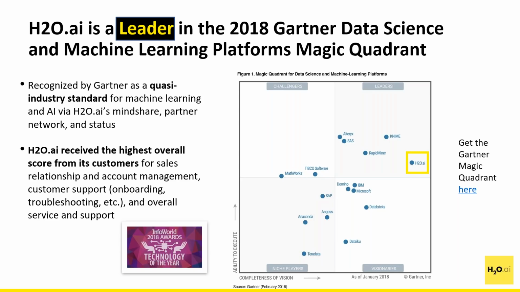One thing that I'm especially proud about is the fact that H2O received the highest overall score from its customers. We take customer success and satisfaction very seriously and work very hard to ensure that our sales relationship, account management, support, satisfaction, everything is top notch. And that was reflected in the Gartner MQ as well. And finally, Driverless AI, the new product in H2O, was named InfoWorld 2018 Technology of the Year, which was a nice pat on the back as well.